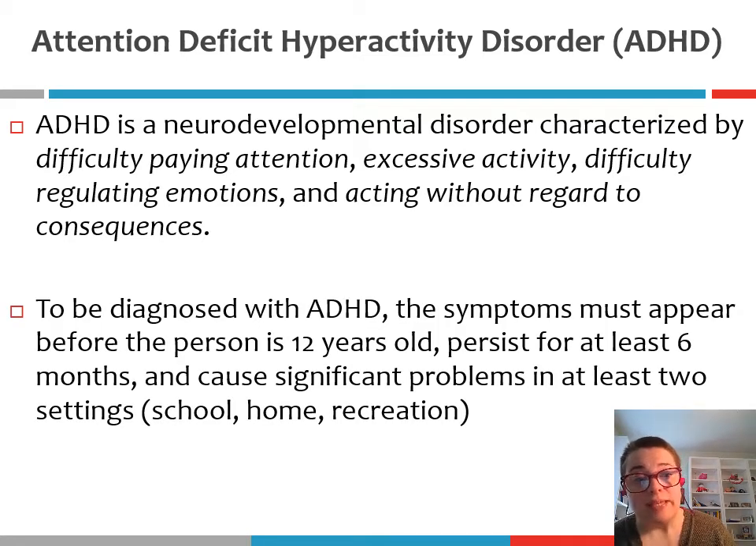Okay, and to be diagnosed with ADHD, as it is currently stipulated in the DSM-5, these symptoms must appear in individuals before they are 12 years old, right? So the vast majority of ADHD diagnoses are still done in children, and they must persist for at least 6 months. And lastly, and this is something that unifies all of the disorders in the DSM-5, these symptoms must cause significant dysfunction, or significant challenges in multiple situations or settings, right?